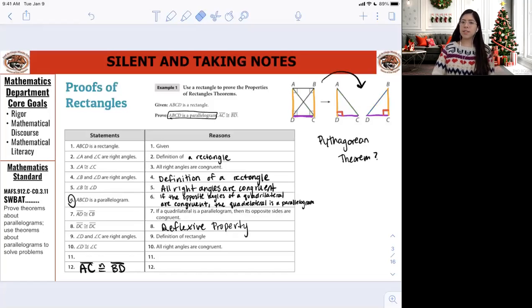I know that AD is congruent to BC. I know that DC is congruent to DC. I know that angle D is congruent to angle C. I've proven a lot of stuff. Where can I go next?